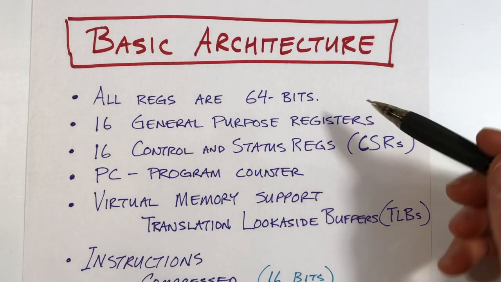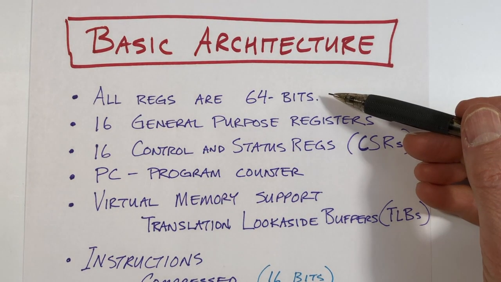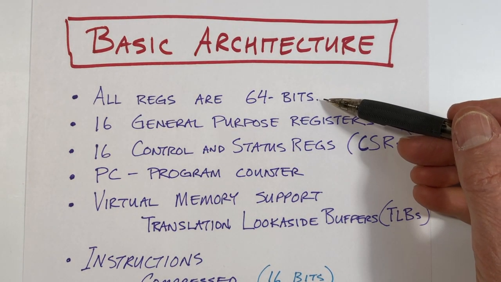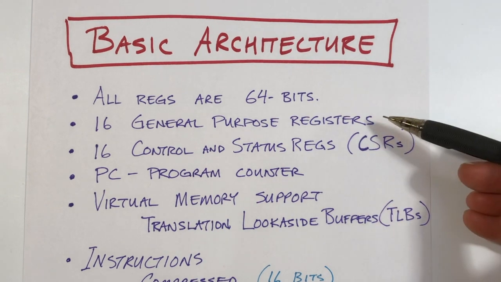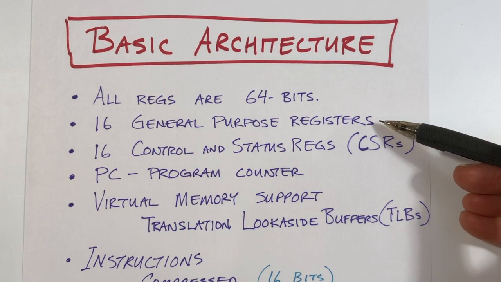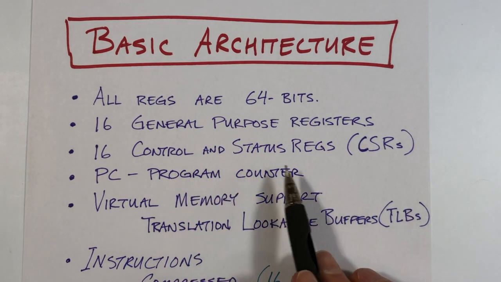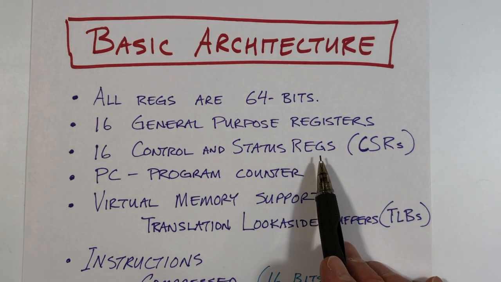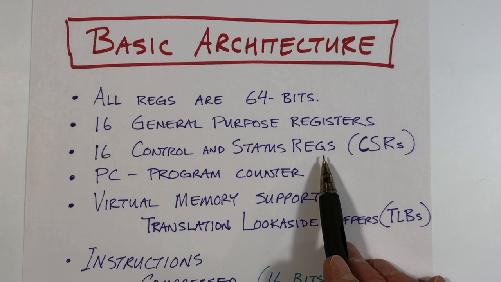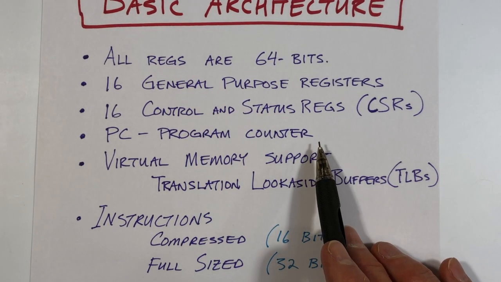The Blitz architecture is a 64-bit architecture. All the registers are 64 bits in length. There are 16 general-purpose registers. There are 16 registers which are called control and status registers that have special uses and special meanings. Of course, there's a program counter.